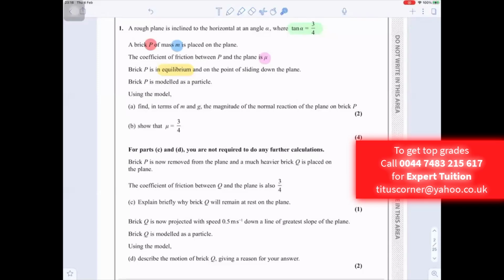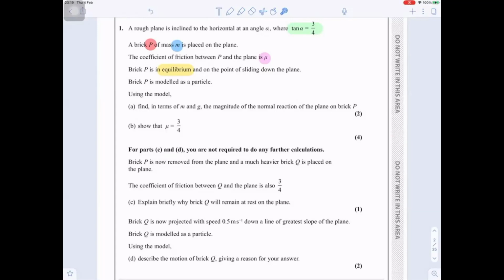Question number 1. A rough plane is inclined to the horizontal at an angle alpha, where tan alpha is equal to 3/4. A brick P of mass m is placed on the plane. The coefficient of friction between P and the plane is mu. Brick P is in equilibrium and on the point of sliding down the plane. Brick P is modeled as a particle. Using the model, find in terms of m and g the magnitude of the normal reaction of the plane on brick P. And part B, show that mu is equal to 3/4.